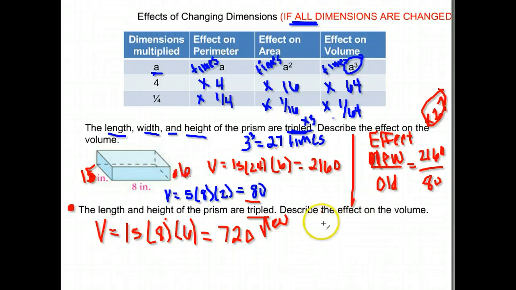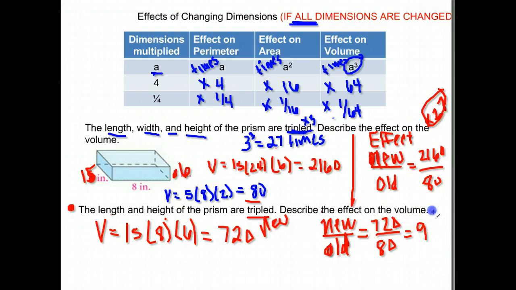Again, to find the effect, you take the new and you divide it by the old, and that will tell you how many times larger it is, okay, or smaller. So we have our new of 720 divided by the original volume of 80. When we do the division, we get 9. So what's the effect? It's 9 times larger. Now notice what happened here. We tripled it or multiplied by 3, but we only changed 2 of the dimensions.